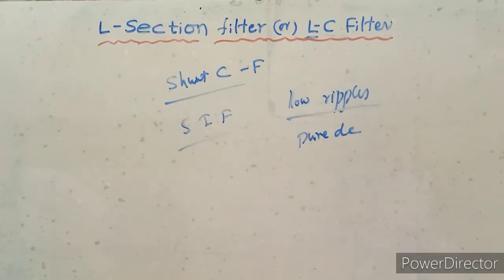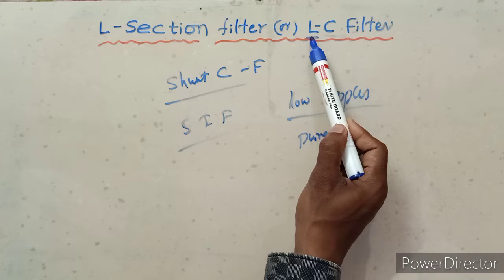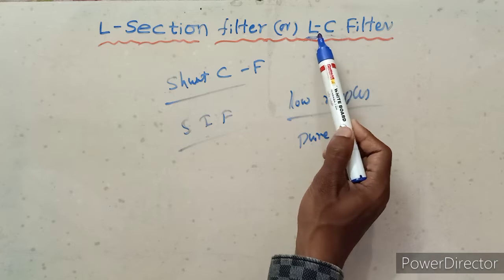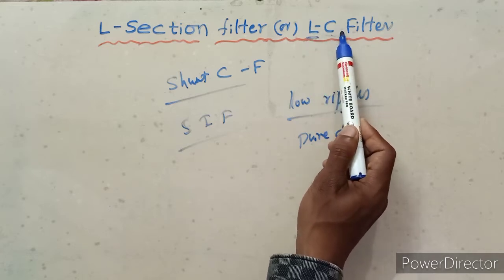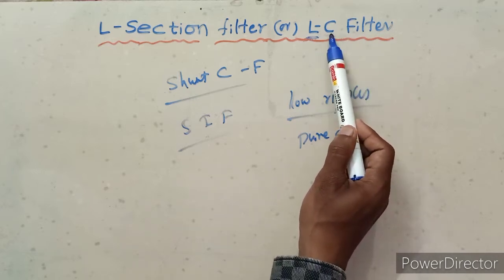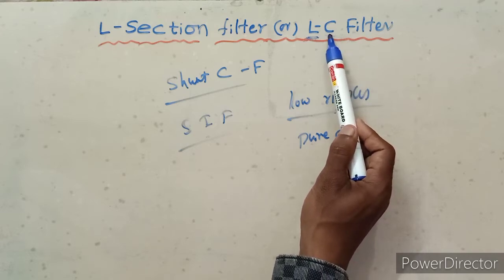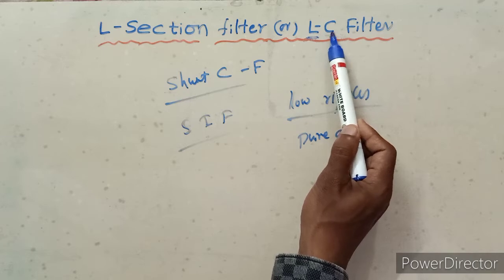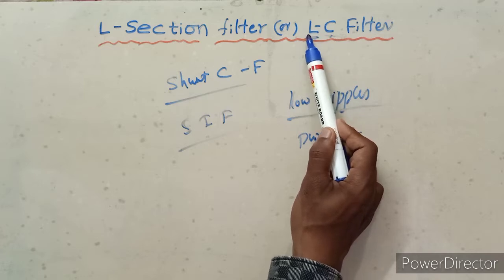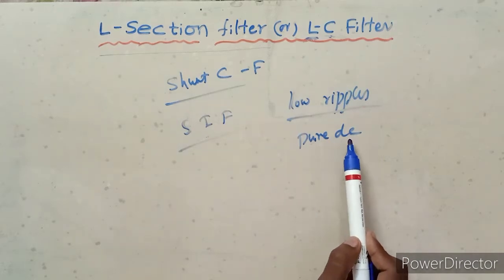So L section filter is combination of series inductor filter and shunt capacitor filter. In shunt capacitor filter, the DC components are blocked less, and series inductor, AC components are mostly blocked. So this L section filter produces pure DC.